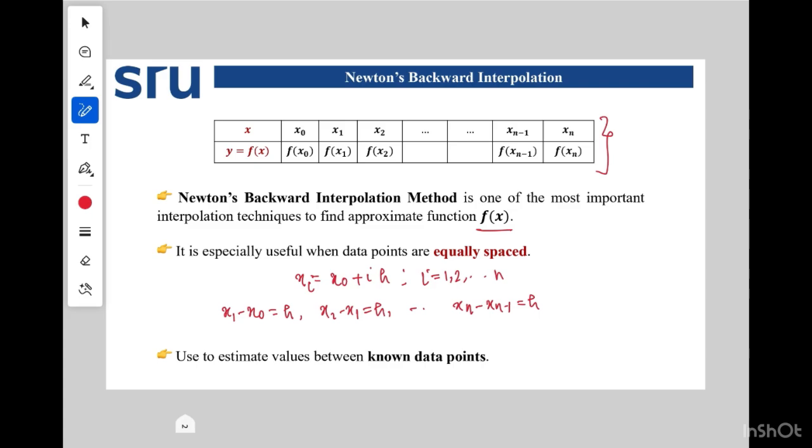This method is used to estimate values between the known data points. It is useful to calculate the value of an unknown that lies between x0 and xn. So with the help of the interpolating polynomial you can calculate any value that lies between x0 and xn.